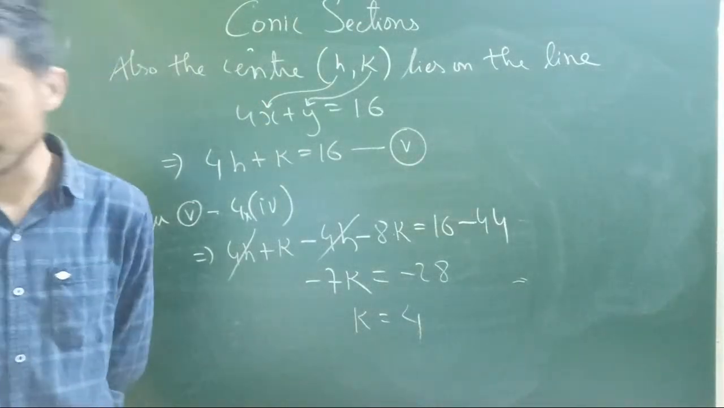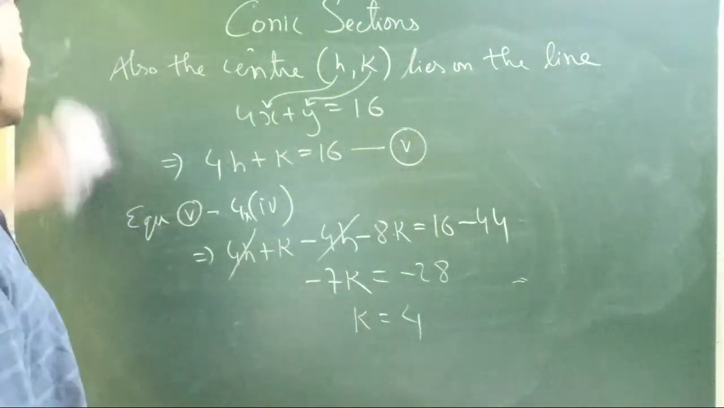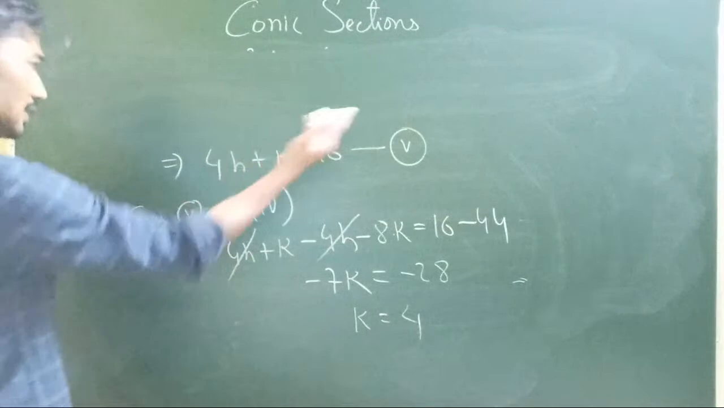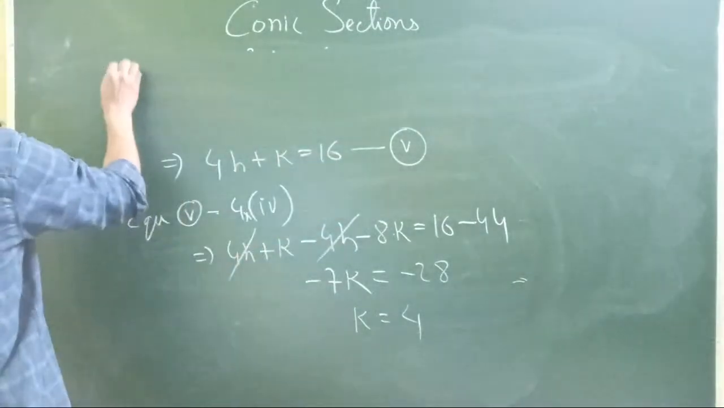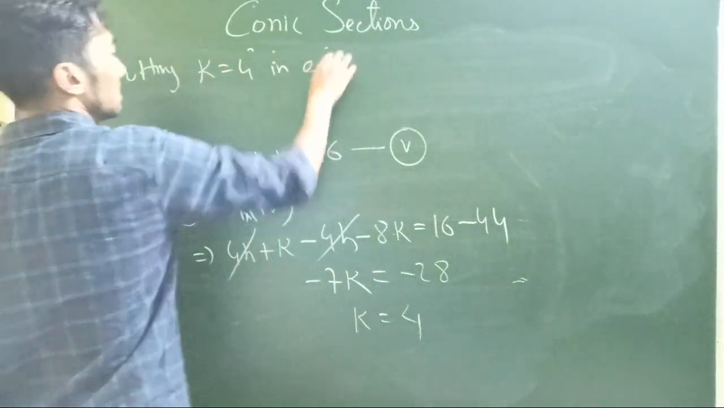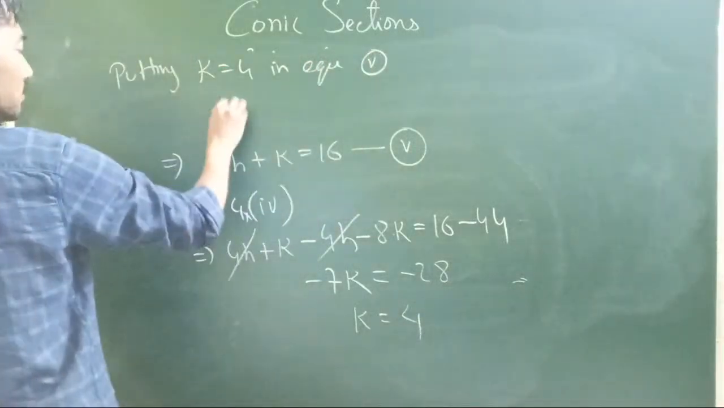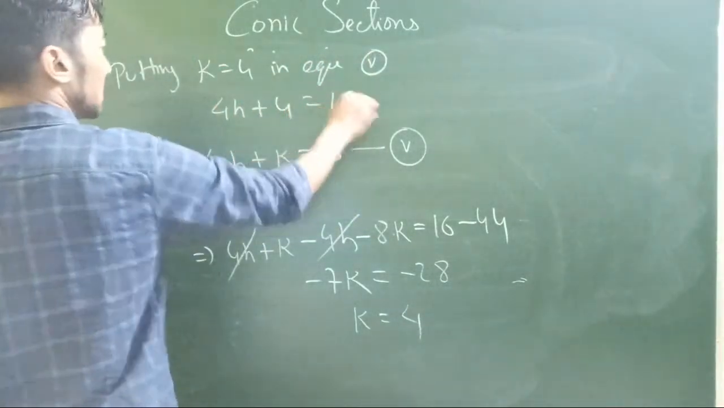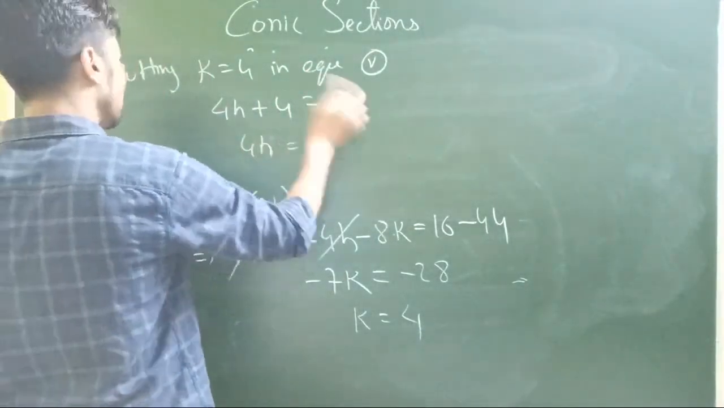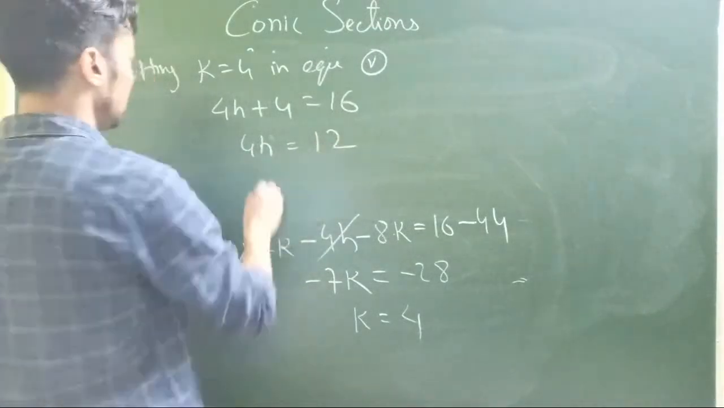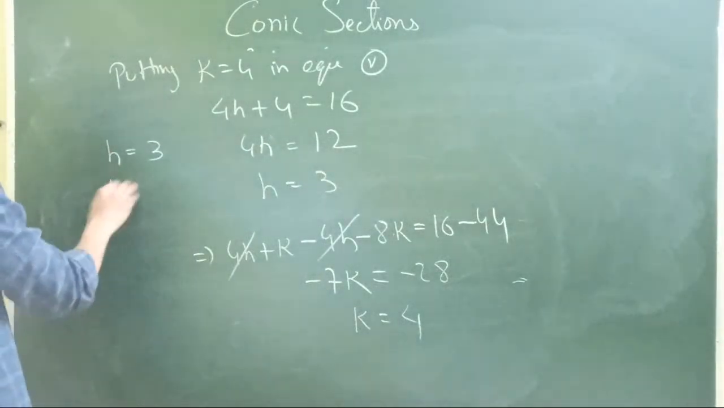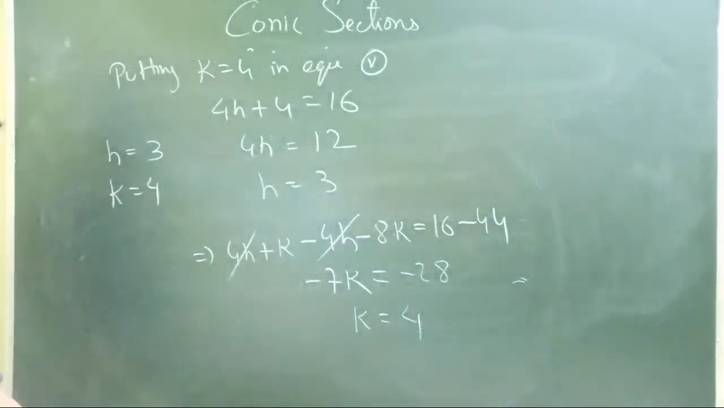So one variable we have already calculated. Fine. Now, with the help of that, let's find out h. I'll use equation 5. You can use equation 4 also. So putting k is equal to 4 in equation 5, 4h plus 4 is equal to 16, isn't it? Instead of k, I'll use 4. So 4h will be equal to 16 minus 4, 12. So that means h is equal to 3. Alright, so the coordinates of the center, h and k, are 3 and 4.